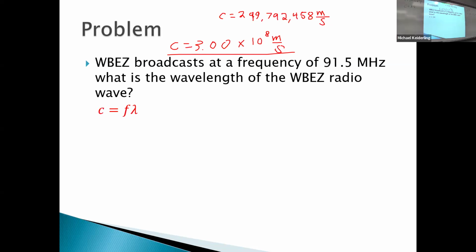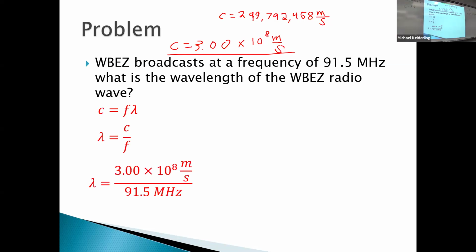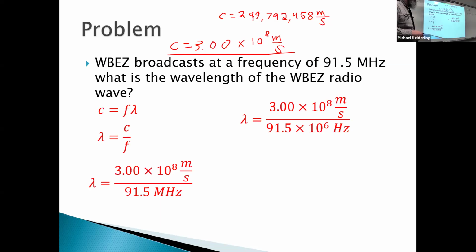So speed of light is frequency times wavelength. The wavelength is the speed of light divided by the frequency, so 3 times 10 to the 8th meters per second, divided by 91.5 megahertz. So that's 3 times 10 to the 8th divided by 91.5 times 10 to the 6th, which comes out to 3.28 meters.